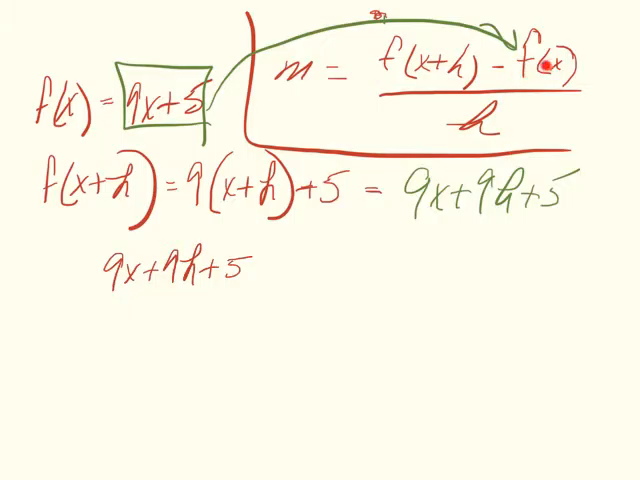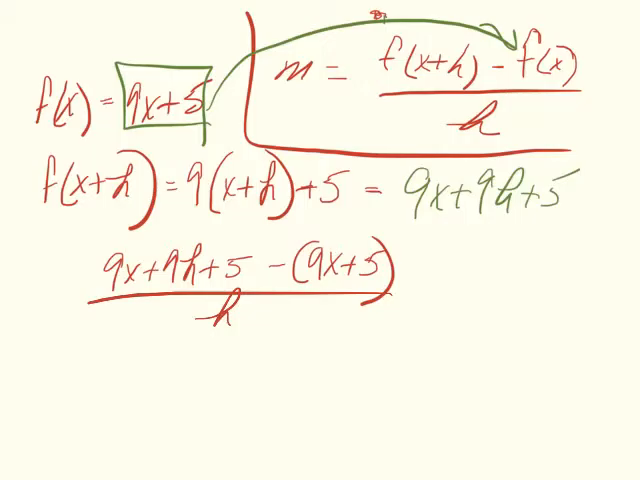Our minus f of x up here is going to be minus 9x plus 5. Because remember, right here, that's our f of x. So we just take that 9x plus 5 and put it here, and we're going to put that all over h. And we're just going to do the math. So 9x, and then we've got minus 9x there. So really, those 9x's go away. So let's just cross those out.